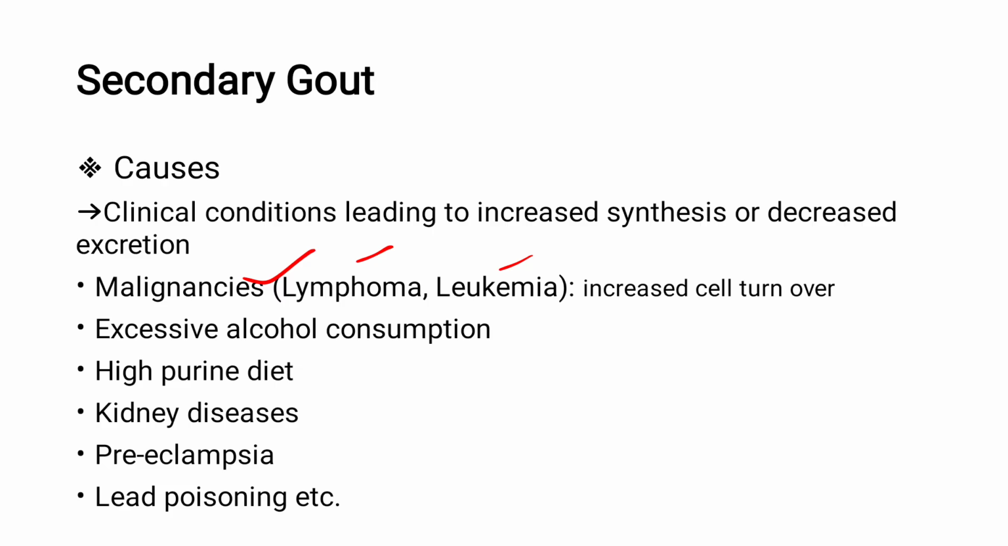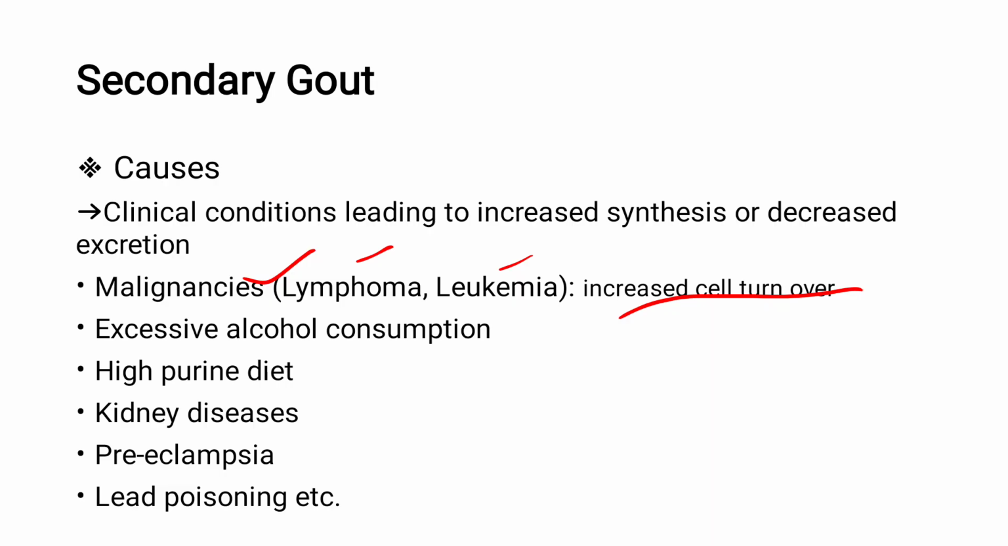These drugs will kill the cells. When the cancerous cells are broken down, a lot of purine nucleotides are produced and they have to be degraded, producing an increased amount of uric acid. So increased cell turnover is the reason in case of malignancy, which will lead to hyperuricemia and gout.